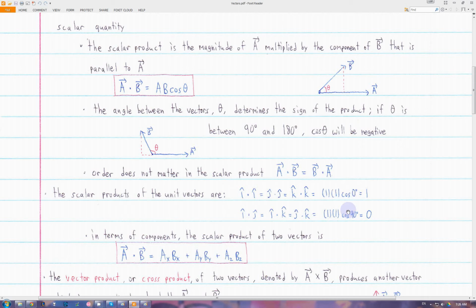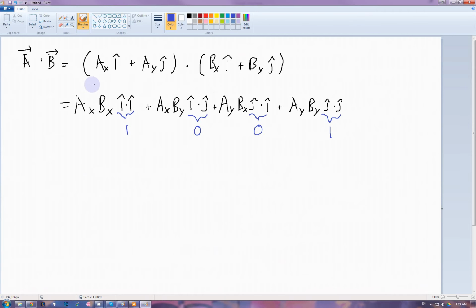So the dot product of any perpendicular vectors is going to be 0, because of course, if they are perpendicular, none of the second vector is parallel to the first vector. And so in terms of the components of two vectors, we can write the dot product of A and B as just the x components multiplied, plus the y components multiplied, plus the z components multiplied. And to figure out how we got this formula, we got it like this.